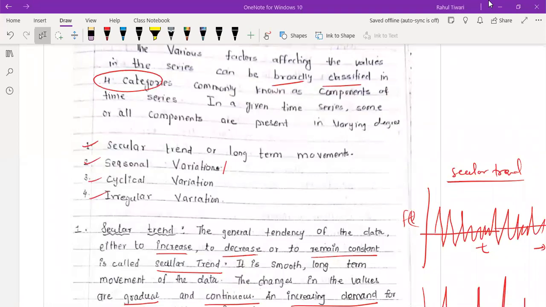Then suddenly an earthquake or war happened in Mumbai or in India. Which variation is it? Irregular, because we don't know about the situation. So there are several examples. You can go through any reference group, or you can just type in Google, and you will get so many examples of these types of variations.